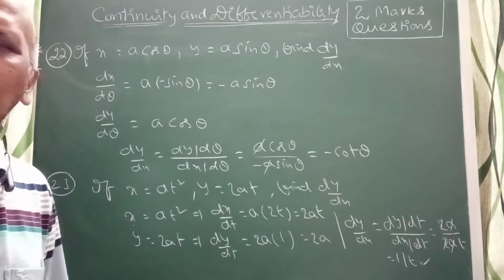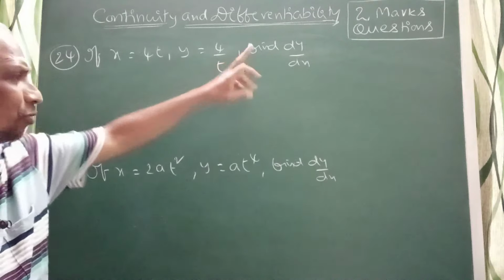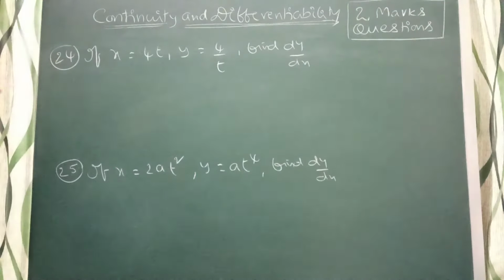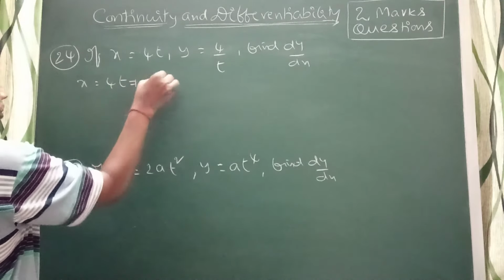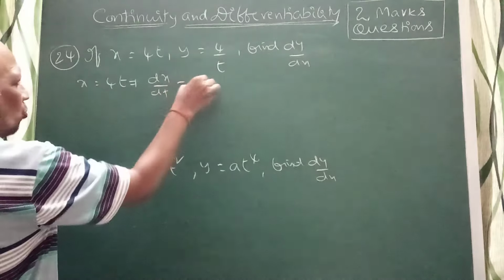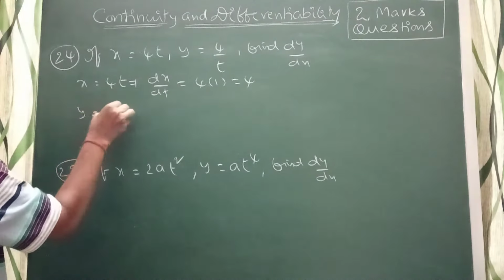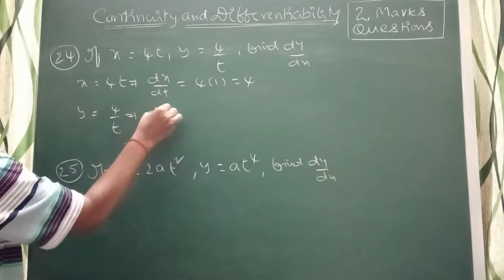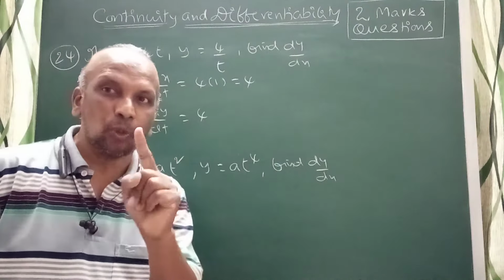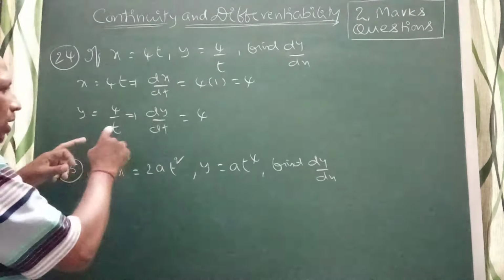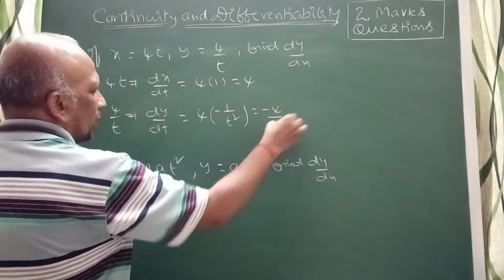Now I will solve the next problem. So in this problem, again x equal to 4t, y equal to 4 by t, find dy by dx. Parametric equations only. I can write x equal to 4t. So we can write dx by dt, 4 into derivative of t is 1, it will be 4, right? Now y is equal to 4 by t. So dy by dt, 4 into derivative of 1 by t, minus 1 by t square, minus 4 by t square.